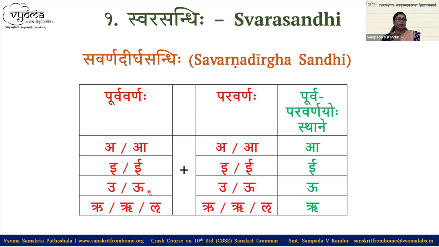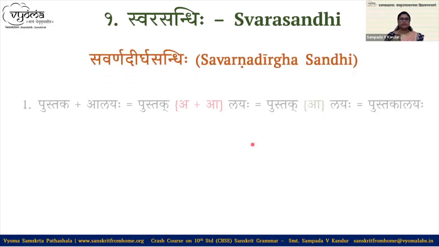Neha, third rule you explain. U wala rule. U or Uu. U plus U is equal to Uu, U plus Uu is equal to Uu, Uu plus U is equal to Uu, Uu plus Uu is equal to Uu. Very good. Now you understood the possible combinations. So these are the rules. Now let's see some examples, then you will understand it clearly.